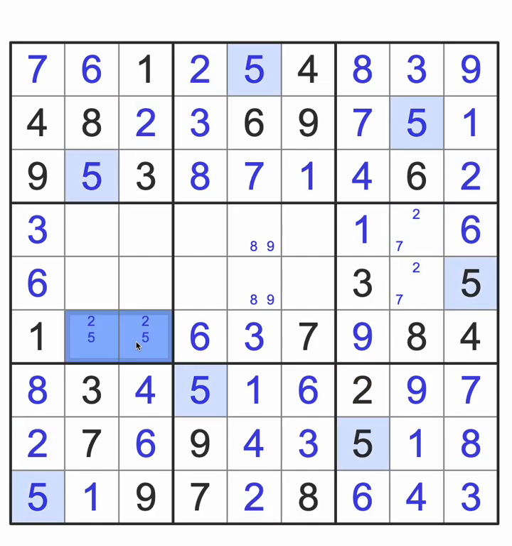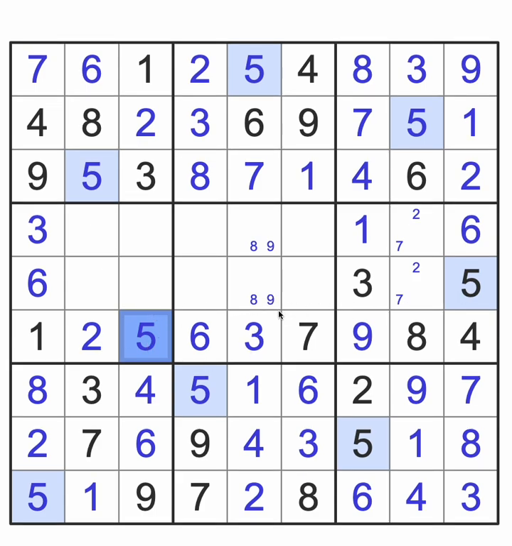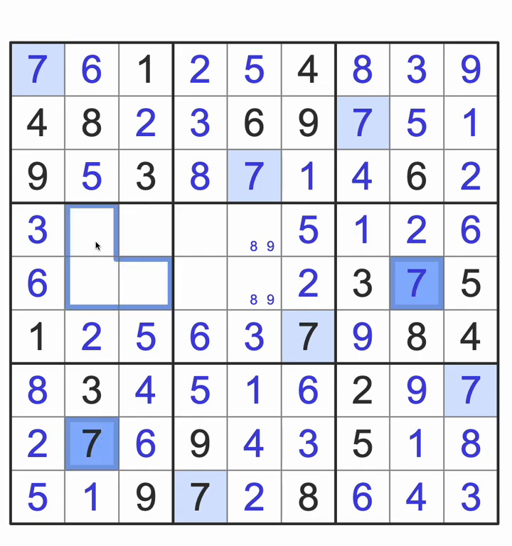And these are 2 and 5, so this 5 makes this cell 2, and this will be 5. And the 5 hasn't been placed in box 5, so 5 blocks these. 5 and 5 block these, gives me 5, which gives me 2 here. That gives me 7 and 2. 7 blocks these. This 7 blocks here, gives me 7 here.